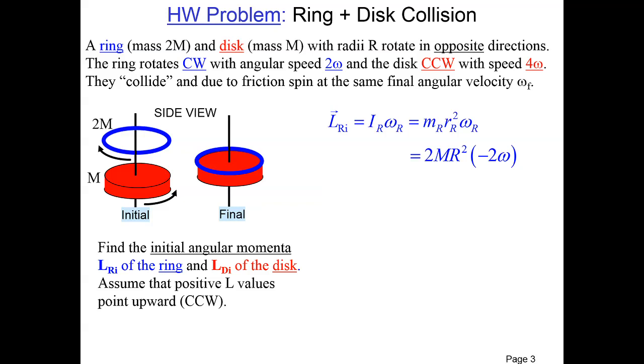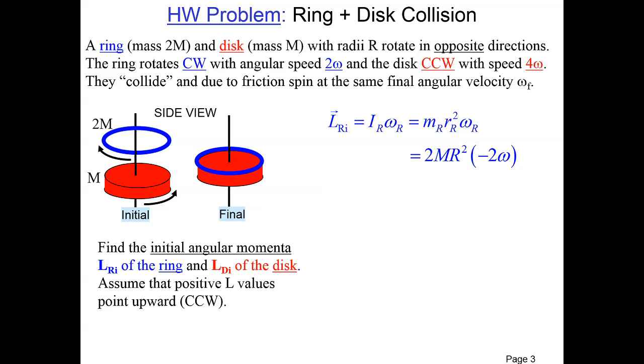But for the problem here, we have two spinning objects, a spinning disk and a spinning ring. The ring has a mass of 2m and is spinning clockwise with an angular velocity of 2 omega, and the disk is rotating in the opposite direction, counterclockwise, with an angular velocity of 4 omega. So what is the angular velocity after they've been dropped on top of each other?